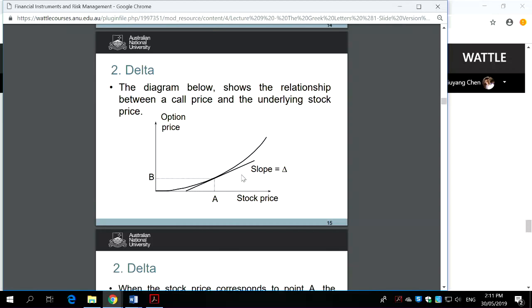So that implies the delta only works for small changes in the share price, right? Let's say the share price changed from this point A to point C here, then our linear approximation still works well. However, if the share price changed by a larger amount, from point A to point D, then look, this part of the curvature is not captured by our linear tangent line. So the delta only works for a small change in the share price.